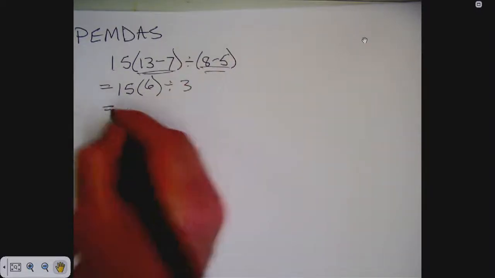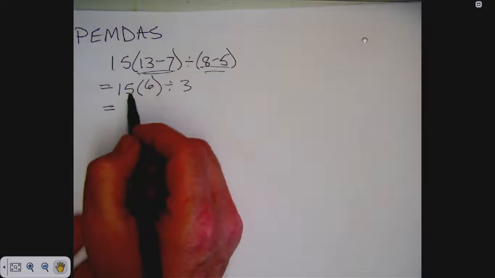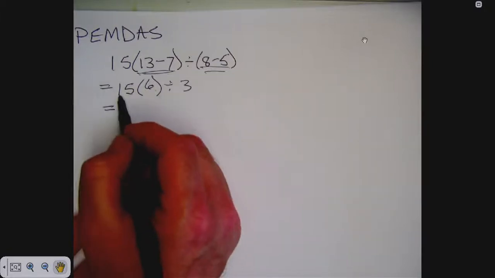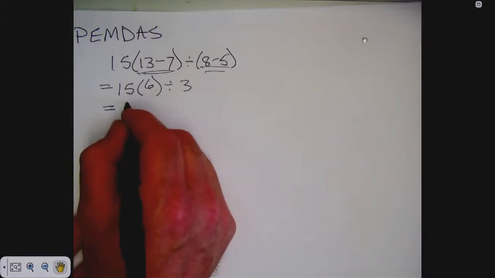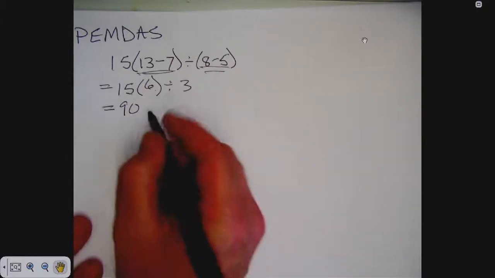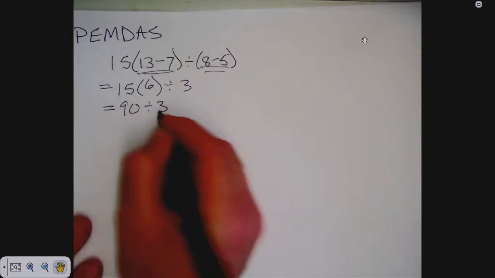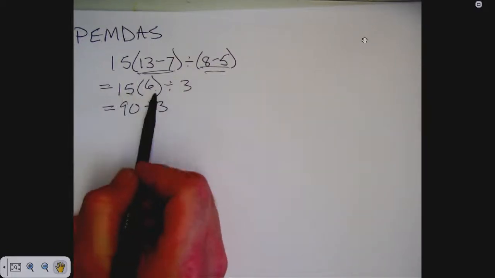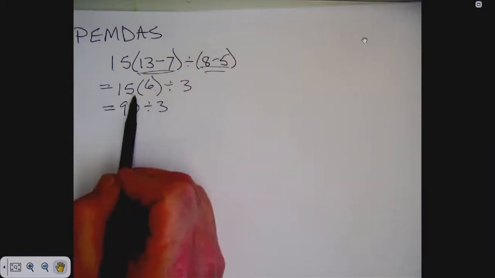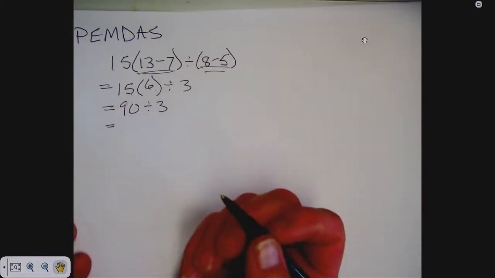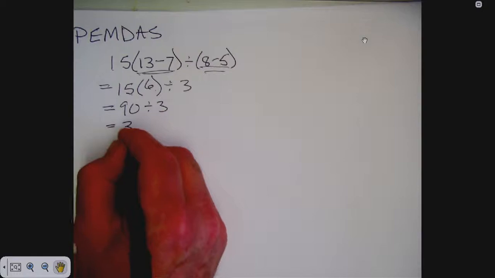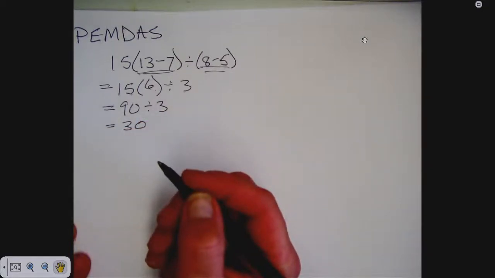And then 15 times 6, well, 5 times 6 is 30. 6 times 10 is 60. So that must be 60 plus 30 is 90. Divided by 3. I've done the multiplication before the division. While they're equal priorities, the multiplication here comes first, so I do it first. And so 90 divided by 3 is 30, and that's my answer.